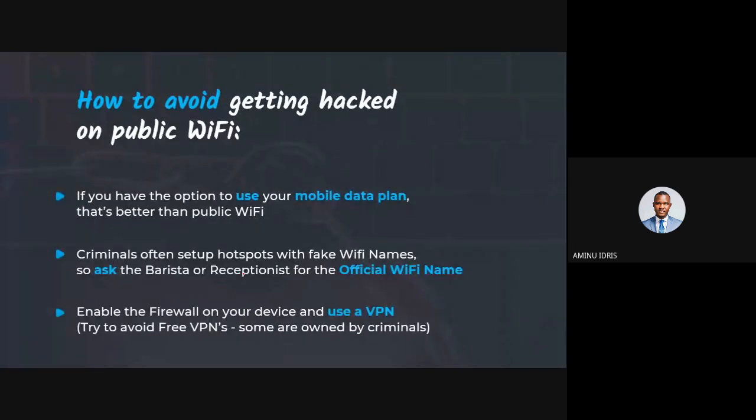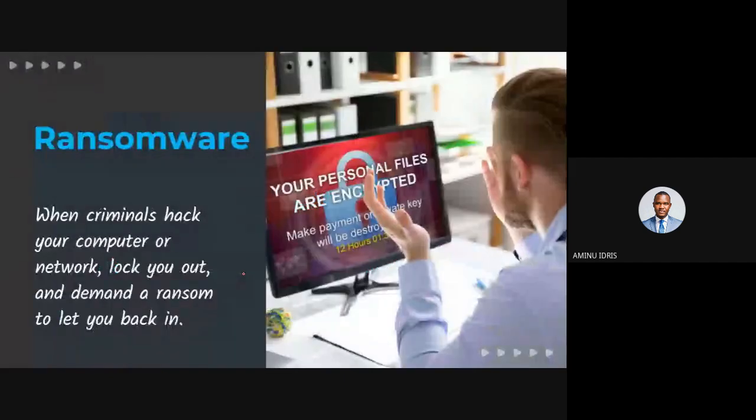For the sake of that, you can enable a firewall on your device and use a VPN. And actually, not every VPN should be used. You should try to avoid free VPNs, because some are owned by criminals. There are a lot of VPNs that were intentionally created by criminals just to have access to your devices. It is very, very important.